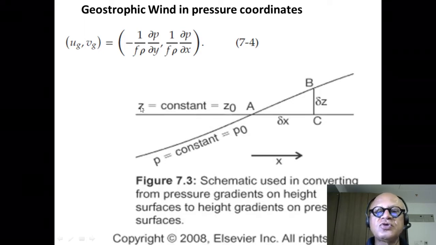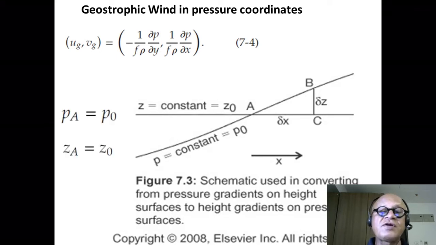And what are you going to do? You take a z equal constant surface and you try to follow the constant pressure line, and you derive these equations in a simple way. So let's say we have point A where the pressure contour is intersecting a constant height surface, and you have another point on the same height, and then you have another point on the isobar, or the constant pressure line. So we're going to derive gradients in these directions and write our geostrophic balance.